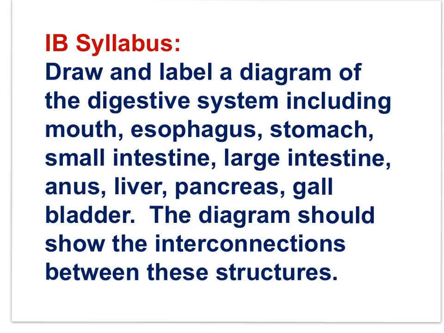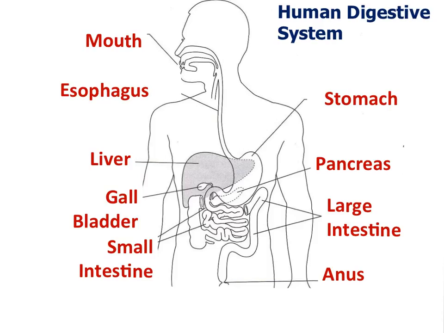Here's the first IB syllabus statement to kick off this movie. Draw and label a diagram of the digestive system, including the mouth, esophagus, stomach, small intestine, large intestine, anus, liver, pancreas, and gallbladder. The diagram should show the interconnections between these structures. Here is the first of a series of images of the digestive system. Use the image that suits you to study the anatomy of the digestive system, to study the relative position of all the organs.